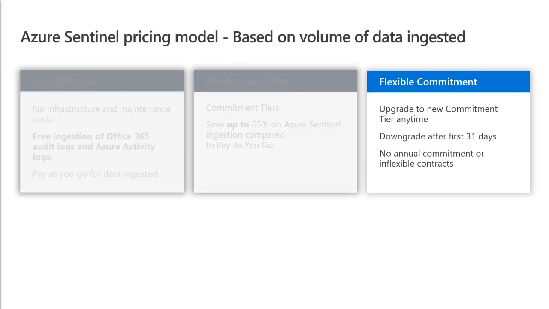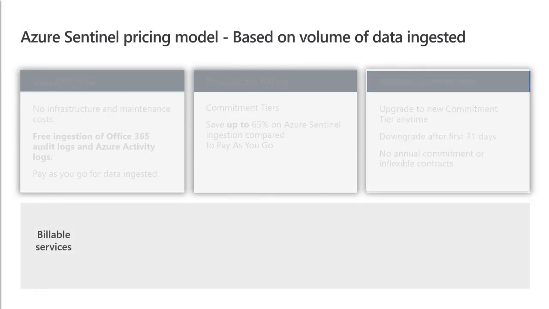What's more, with our commitment tiers, they're pretty flexible. You can upgrade to new commitment tiers anytime. You can downgrade just after the first 31 days. So no annual commitments or inflexible contracts or complicated true-ups, just flexibility and simplicity to help you manage your costs.